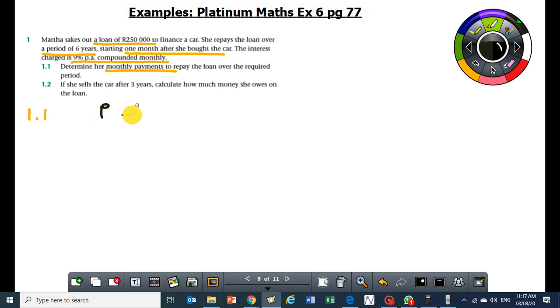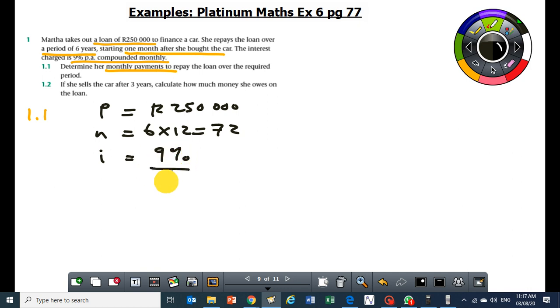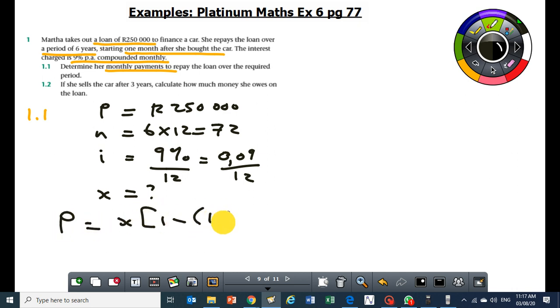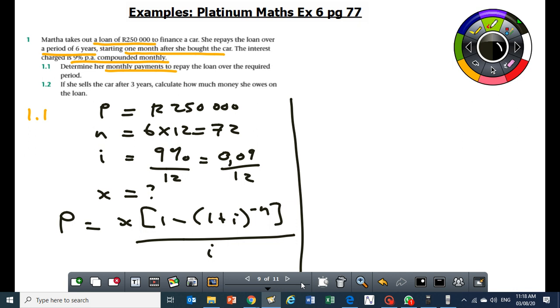Okay, our P is 250,000. Our N is 6 times 12, which is 72. Our interest is 9% compounded monthly, so that's 0.09 over 12. We want to calculate X. Okay? So we write down our formula. P is equal to X times 1 minus 1 plus I raised to the power of minus n, all over I. Okay, then we substitute.